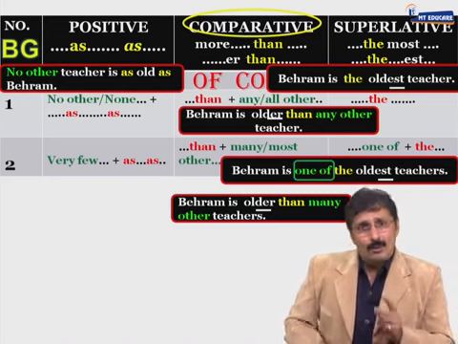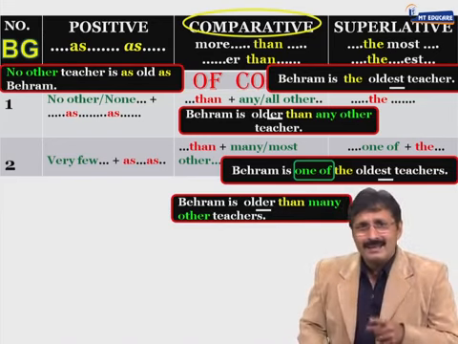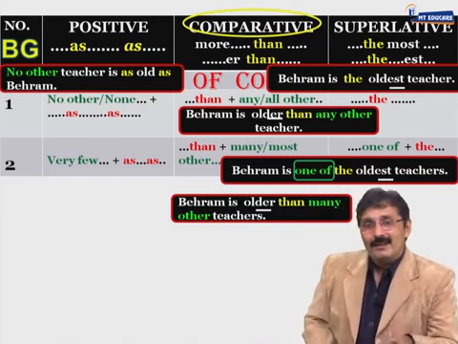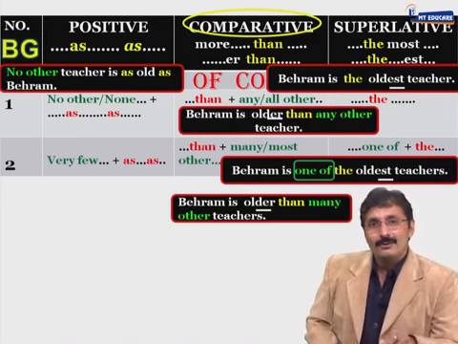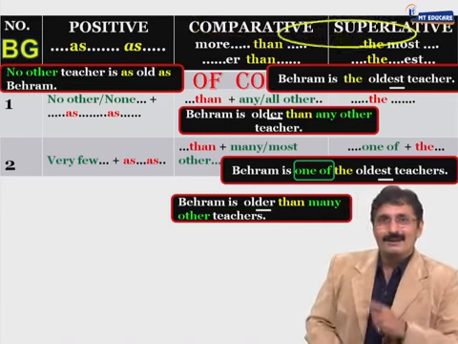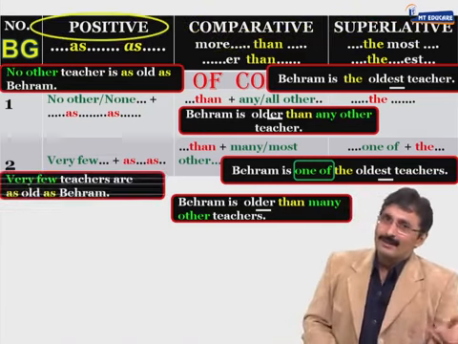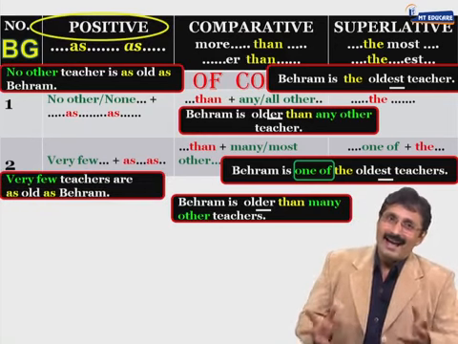Let's make it positive. ये positive क्या 'no other teacher is as old as Behram'? नहीं, ये 'one of' sentence है. 'One of' का positive starts with 'very few' या 'not many'. So here is my answer. In the positive, very few teachers are as old as Behram.